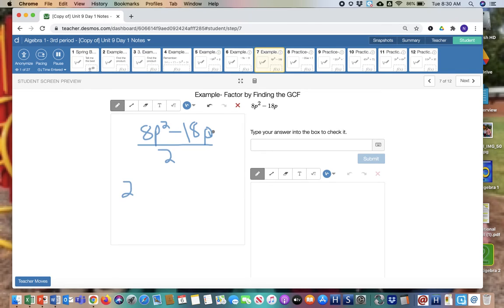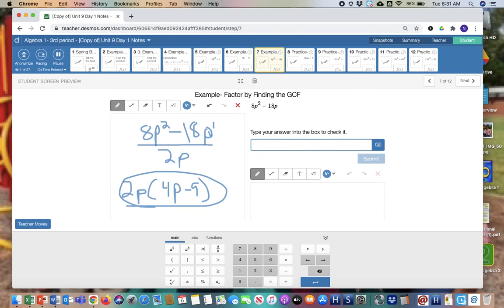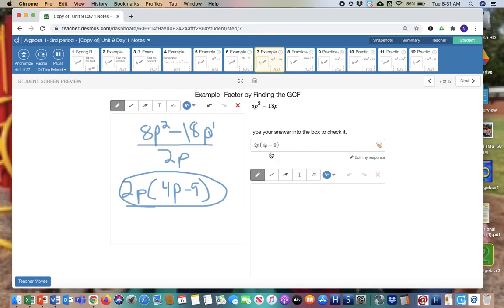Now, how much variable do they both have in common? They both have p. Remember, this is like a p to the 1. If you still need to write that in to remind yourself, that's fine, go ahead and do it. So that's what we have here, 2p. Now let's divide. 8 divided by 2 is 4. P squared divided by p, remember when you divide, you subtract the exponents. Negative 18 divided by 2, negative 9. And then the p over p cancels, so we get 2p and then 4p minus 9. So in that case, we didn't just take out a variable or just an integer, we took out both. If you can do these ones, then you're in great shape.